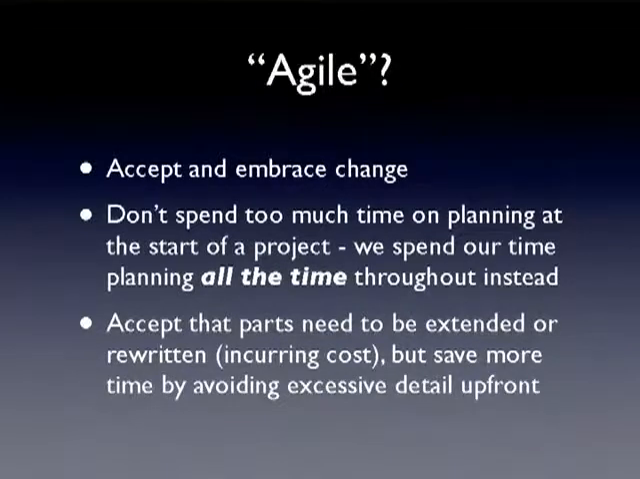So then, what is it about Atlassian that makes us agile? Well, because we use feedback, because we're accepting change and embracing change, it helps us make sure that we're always delivering working software. And so what we do is we don't spend our time on planning at the start of a project. We actually spend time planning throughout the entire project. And I'll explain that a bit more.